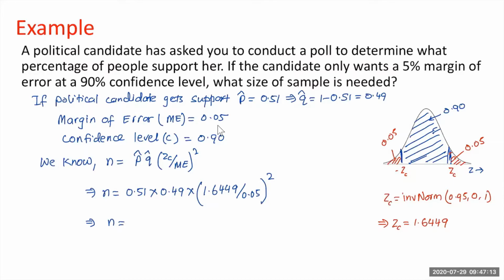Now, if we simplify that using the calculator, you should get 270.4614. We are asking the number of people, 270.4. So we cannot ask 270 and 0.4. When we say 270 and more, meaning of that is 271. So the required sample size is 271. So let's write that down. Required sample size is 271.